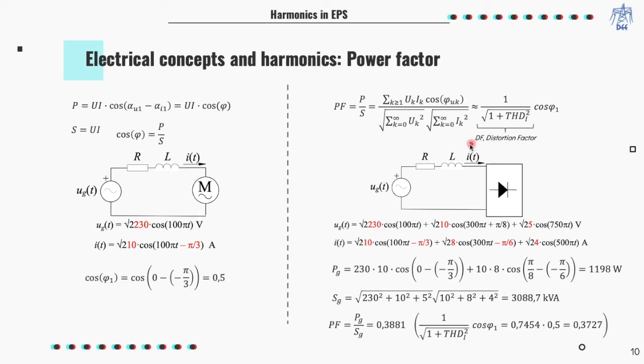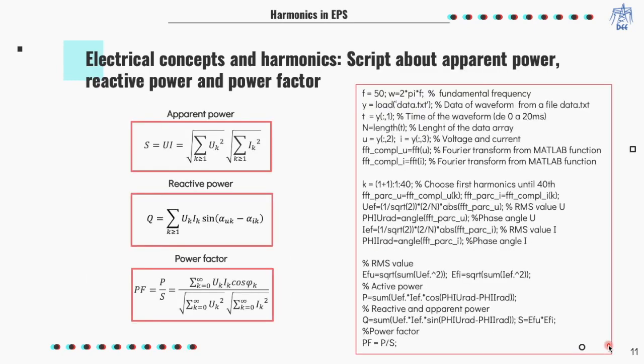To finish the study of the power factor, we have the following example. On the left, we have the sinusoidal case and the typical expression to determine the power factor in sinusoidal conditions. On the right, the non-sinusoidal case, where the ratio between the active power and the apparent power characterizes the power factor, which can also be approximately calculated from the distortion factors of the current and the power factor in sinusoidal conditions. To complete this video, I'm going to provide you with a script in MATLAB code to calculate the apparent and reactive powers and the power factor.